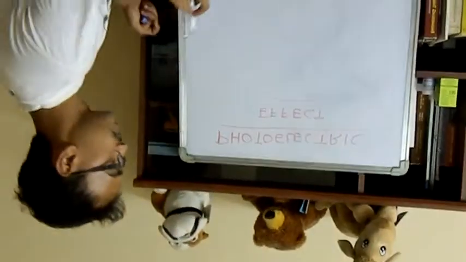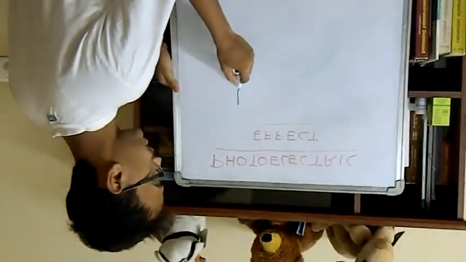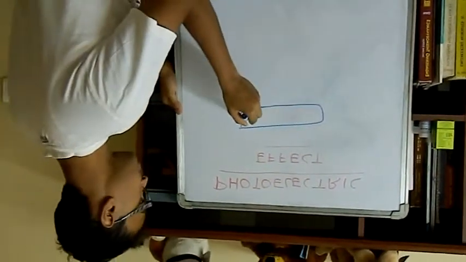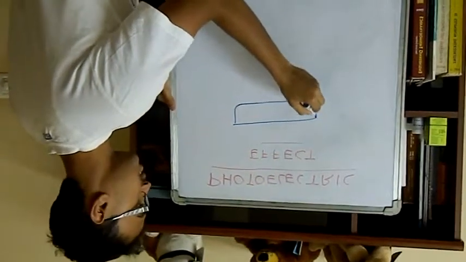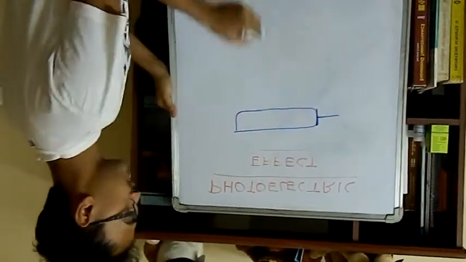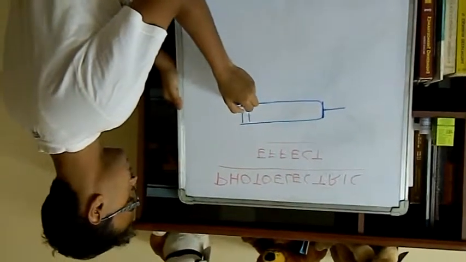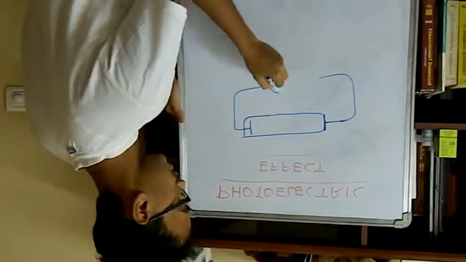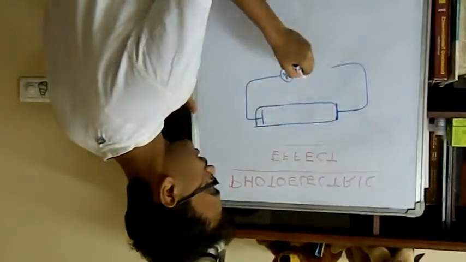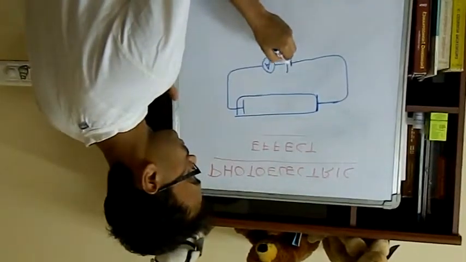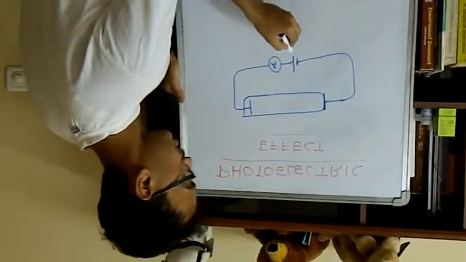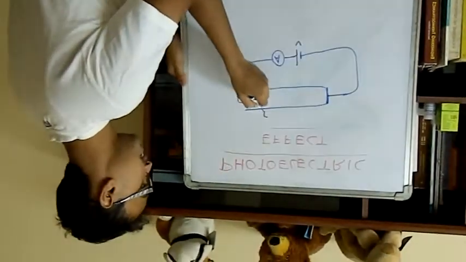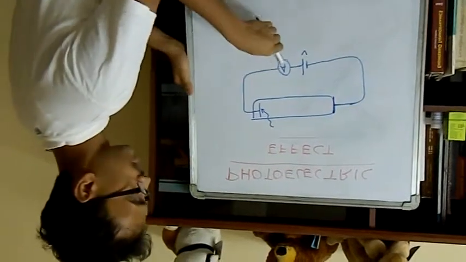So here is the experimental setup for the photoelectric effect. This is an evacuated tube, and this is a metal electrode. There is another metal plate over here, and these two are connected with an ammeter and an EMF denoted by V. When light is incident on this metal, current is observed.